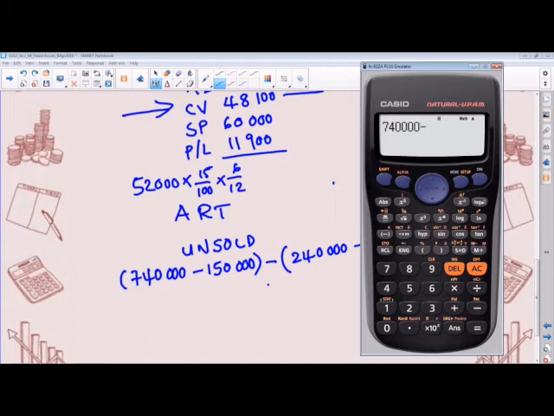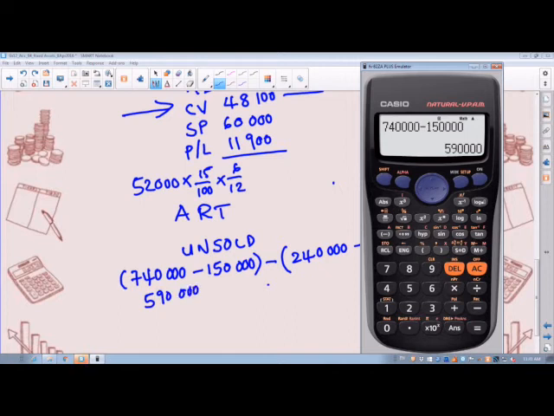minus 150,000 to give me a value of 590,000, minus, it was 240,000, minus 98,000 to give me a value of 142,000. So there's my second bracket.